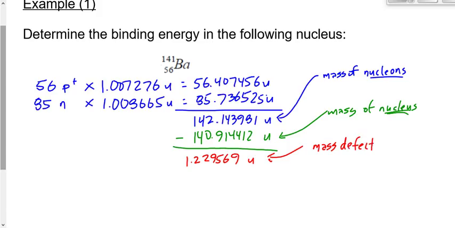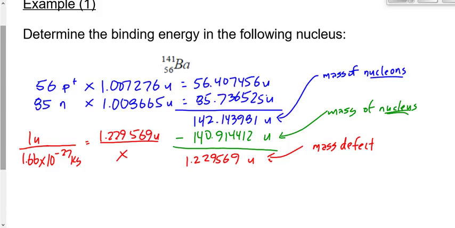Now, we don't want mass defect in atomic mass units. The good news is it's unlikely on a test that you would be given masses in atomic mass units. It's probably going to be in kilograms. We're just doing it this way just in case. If it's in kilograms, good, skip the next step. If it's in atomic mass units, then you have to convert it to kilograms by doing this. One atomic mass unit is 1.66 times 10 to the minus 27 kilograms, equals 1.229569 atomic mass units over x kilograms. That gives us a mass defect in kilograms of 2.04108454 times 10 to the minus 27 kilograms.